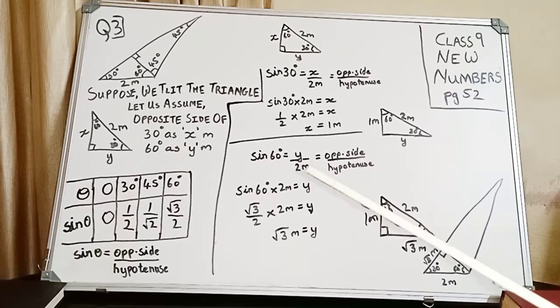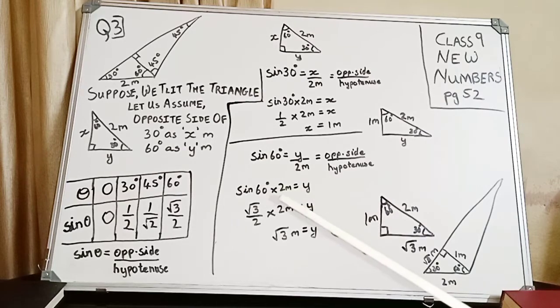So this division, when it goes to the opposite side, it will become multiplication. And sine 60 you can see from this table, root 3 by 2. So you have to substitute root 3 by 2. This would be into 2 m. This numerator 2 and denominator 2 will get cancelled and you will get y is equal to root 3 meter.